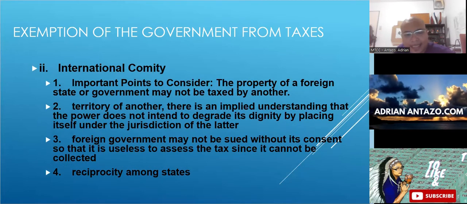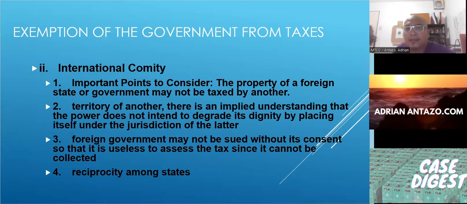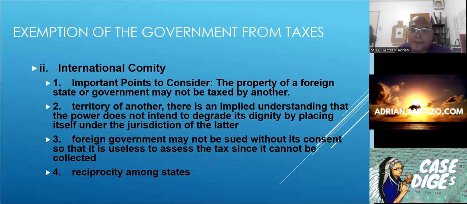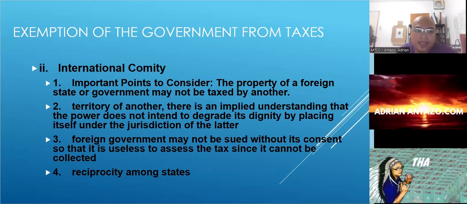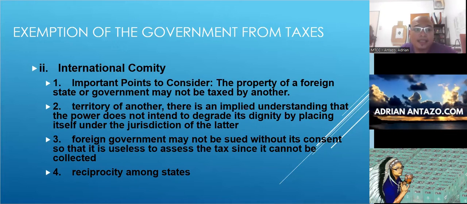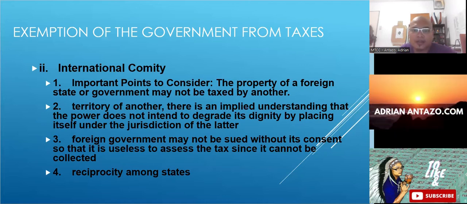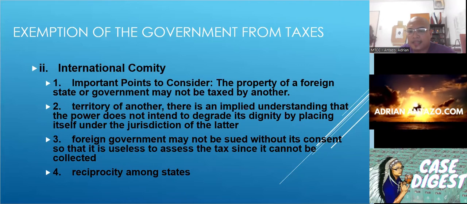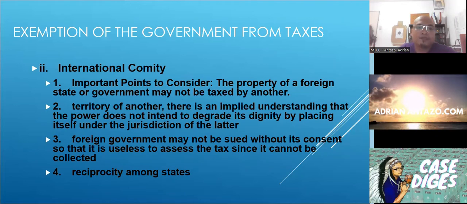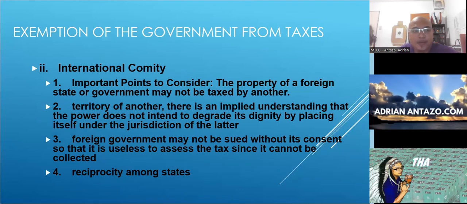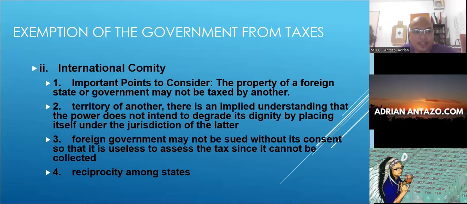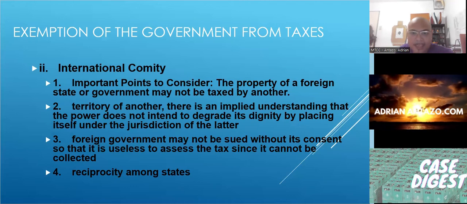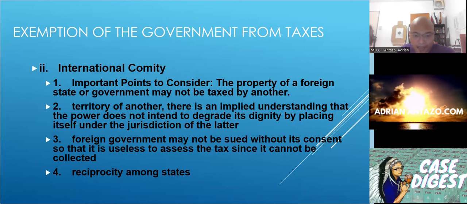Okay? And lastly, international comity. An important point to consider: the property of a foreign state or government may not be taxed by the other. So for example, the US Embassy, right? The US Embassy, I think that is on Roxas Boulevard, does not pay property tax, because it is international comity. Being in the territory of another, there is an implied understanding that the power does not intend to degrade its dignity by placing itself under the jurisdiction of the latter. So basically, when you are in the US Embassy, it is as if that is an extension of the United States of America. If you tax them because they stay there, that is something degrading to the dignity of that jurisdiction. That's the reason why we do not tax them.